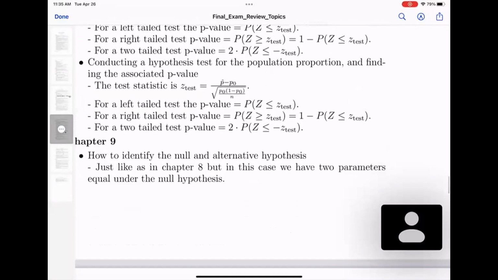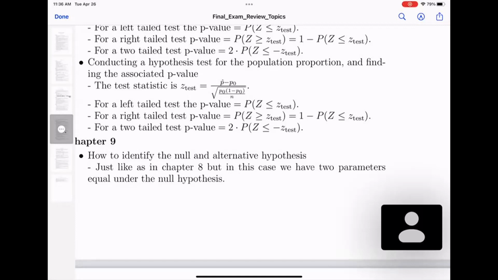And the last type of test we talked about was a test for the population proportion p. Since it's a z-test, you should know how to find the associated p-value. So we could find the z-test statistic by taking the sample proportion p hat minus the hypothesized proportion p naught, and then divided by the corresponding standard error, the square root of p naught times 1 minus p naught over n. There was one like this just on your exam 3, so you should know how to do it.